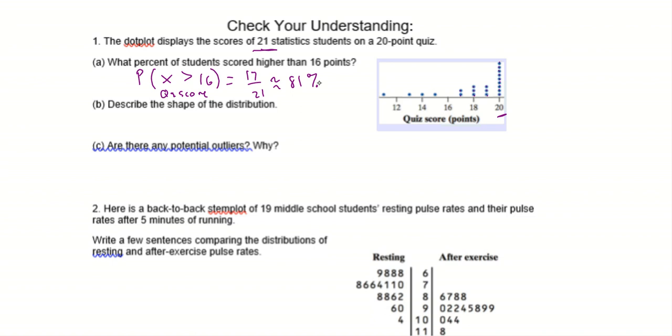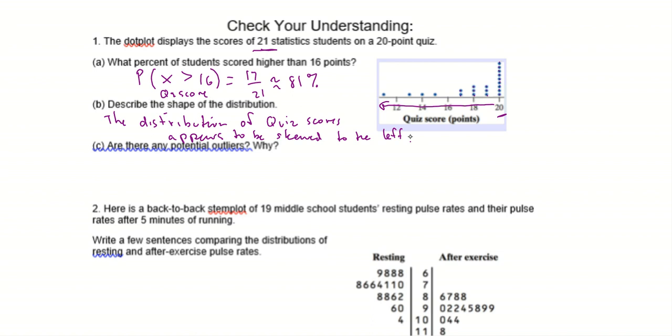Now let's describe the shape of this distribution. If you look at the shape, to describe it we're going to say the distribution of quiz scores appears to be skewed, definitely skewed to the left, because you see that most of the values are to the right, where the values are larger, and we have some potential outliers or lesser values to the left.